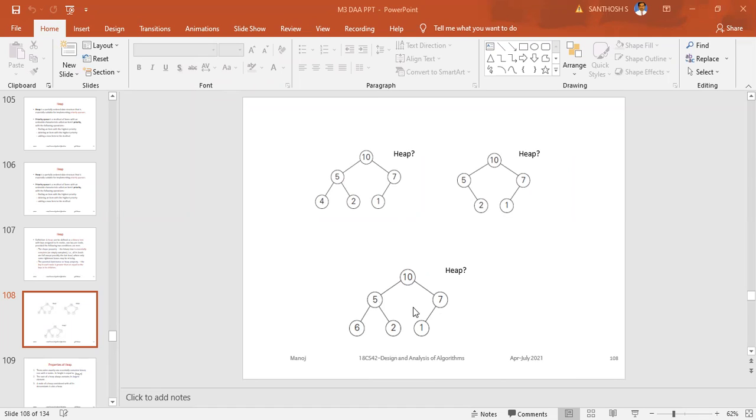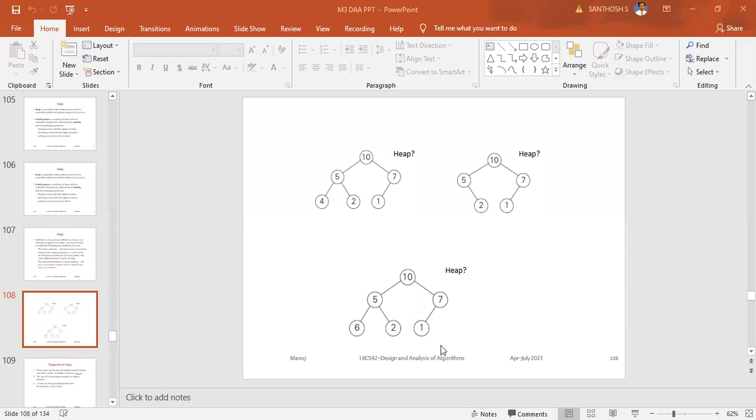So come to the third one. Here for the shape property: 2 children, 2 children, 1 child, and the rightmost leaf is missing. If the rightmost leaf is missing, then it accepts the shape property. But come to the values, the parental dominance. 10 is greater than 5 and 7, done. Is 5 greater than 6 and 2? The parent is 5 and the children are 6 and 2. So will it accept parental dominance?